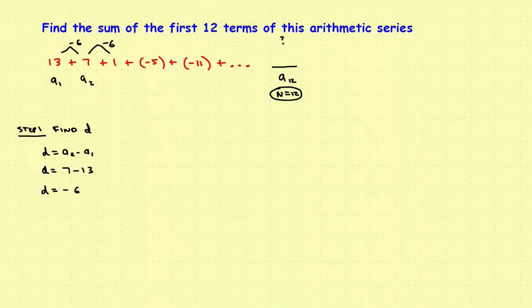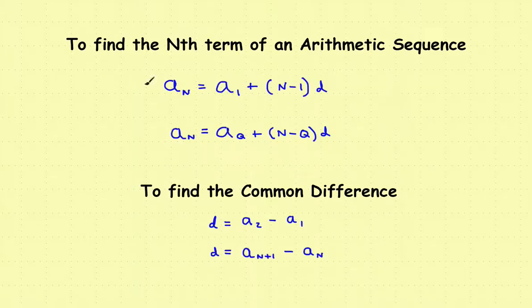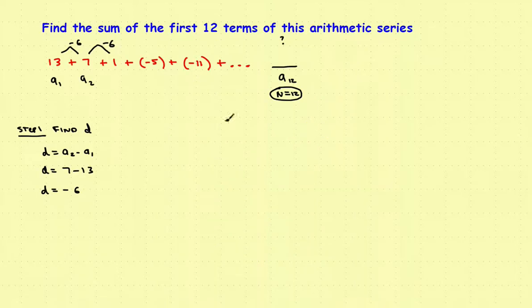Okay, now again, to find the sum, let's take a look at our sum formula. You need the first term and the nth term. So again, we're going to have to find the nth term. Now to find the nth term, we'll have to use this formula right here. If you know the first term and the difference, you can find the nth term. So let's go ahead and do that. So this is going to be step 2.